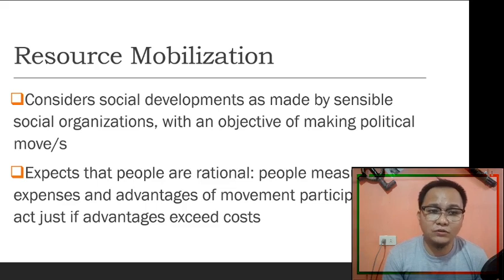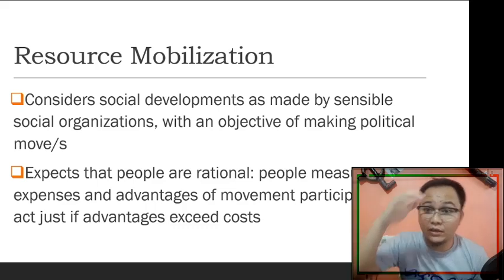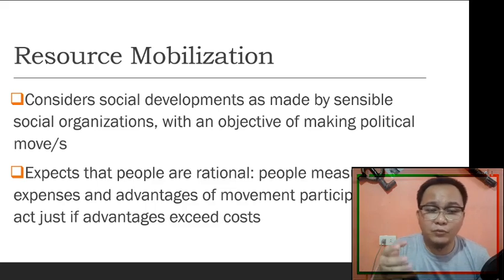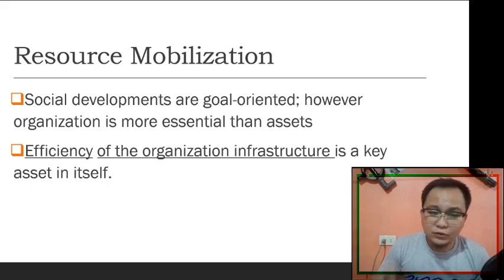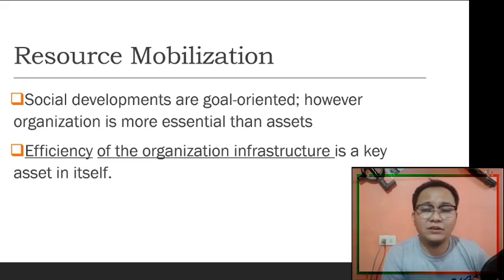Na ginagawa mo to in order to primarily as a political move, but political move in a way na hindi primarily negative. But again, to influence change, no? Kasi change at the same time, empowerment of community members is to some extent a political stance. So, social developments also are goal-oriented, no? Yung pag-unlad under resource mobilization approach are goal-oriented.